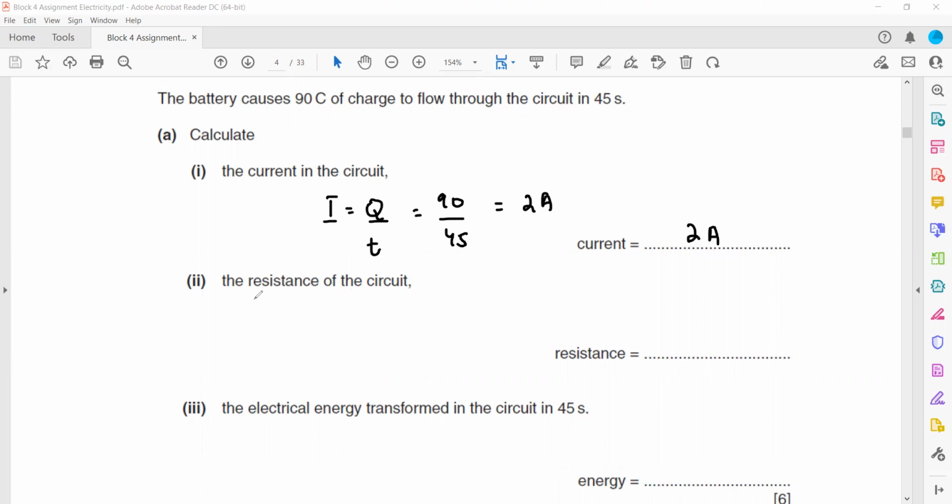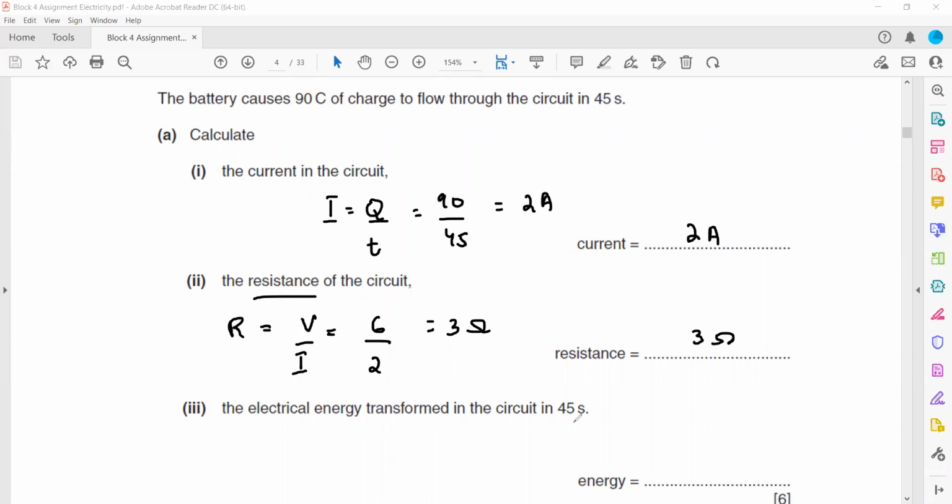In the next part we need the resistance. The formula which relates the resistance, voltage and current is R equals V divided by I. V is the voltage that is given in the first part, 6 volts, and the current we calculated in part A is 2. So 6 divided by 2 is equal to 3. The unit of resistance is ohm, so the resistance is 3 ohms.